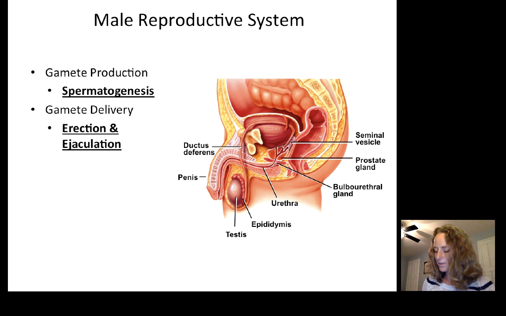All right, now that we have developed a male or a female, let's get into the function of actually making gametes. So for males, gamete production is spermatogenesis, and then we have the process of gamete delivery, which is the process of erection and ejaculation. And we're going to go through both of those pathways for males.